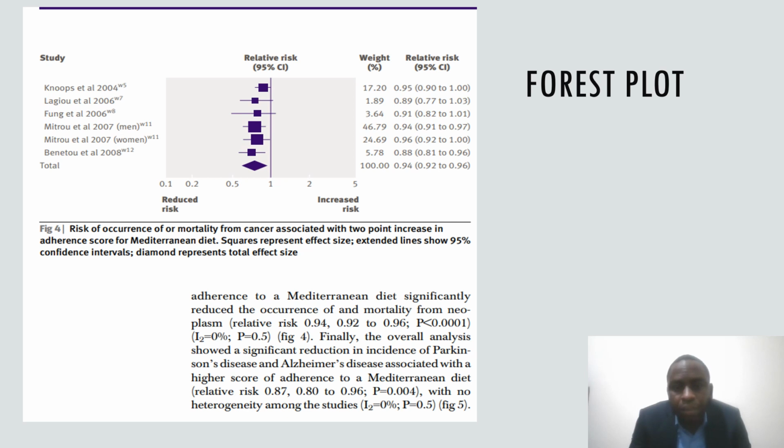So if you are presented with a forest plot, just look at the summary effect, which is the diamond, and see, does it touch the line or does it not touch the line? If it touches the line, it means that the overall effect, the relationship between the exposure and the outcome, is not significant. Okay, so that's the key takeaway from this.